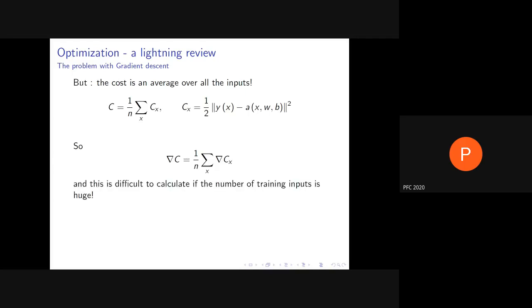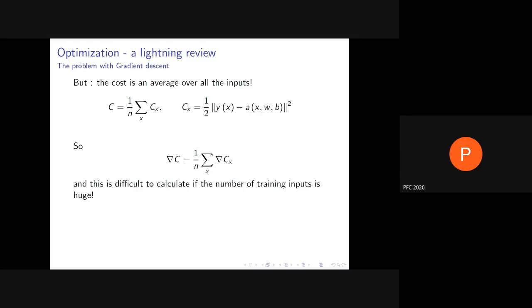So the number of training inputs is typically very huge. 50,000 for MNIST is actually a low one in the order. Most typical inputs are much higher than that. So, yeah, this is the difficulty. For each step of movement, I need to actually find out all the 50,000 gradients and then average them and then decide how much to move.